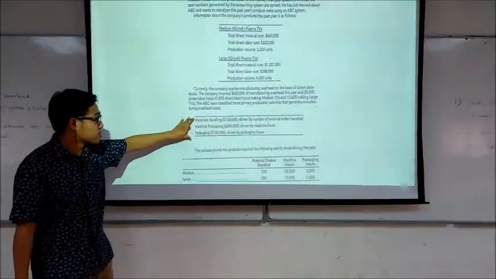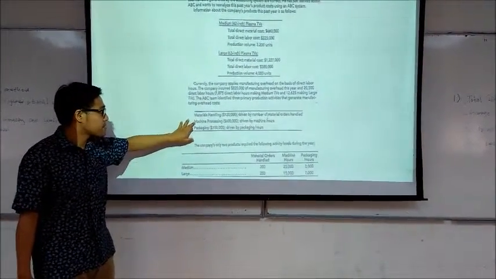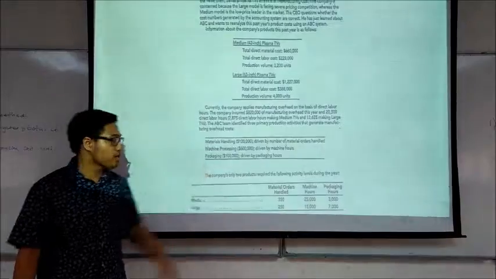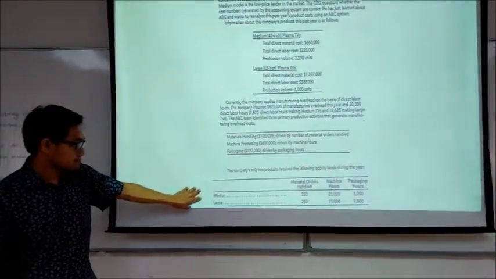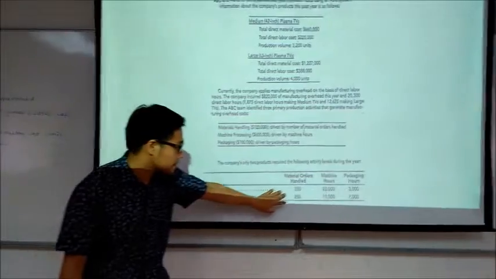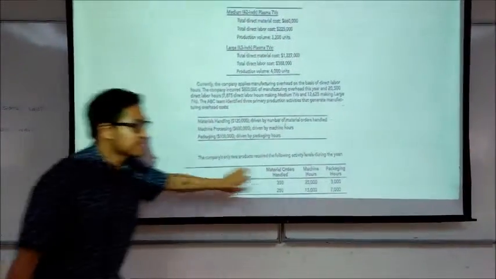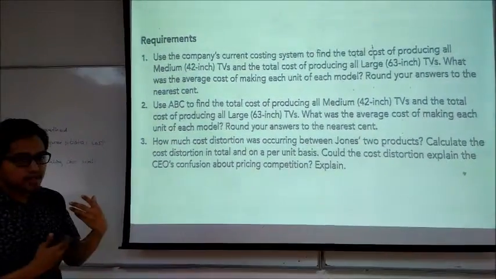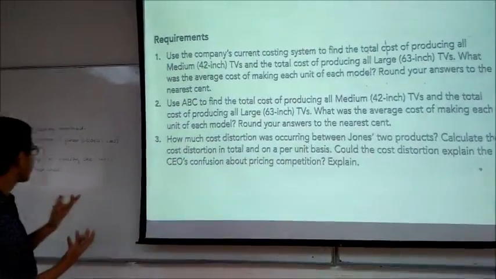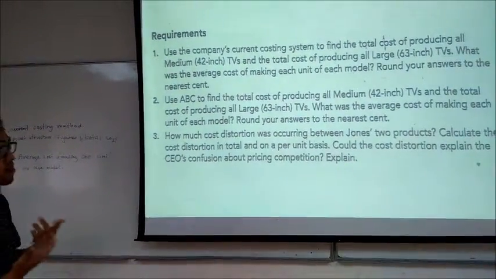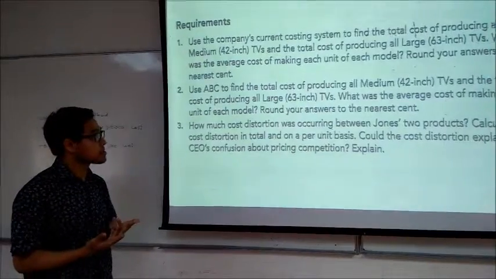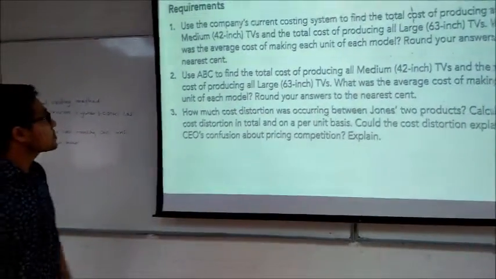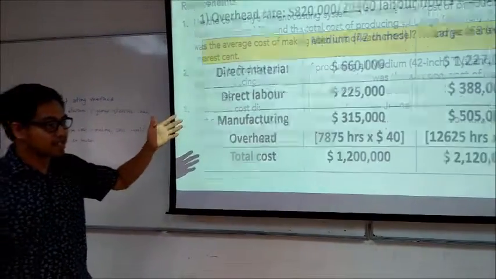These are the drivers, which are material handling, machine processing, and packaging, contributing to this manufacturing overhead. These are the hours for further division. And going to the questions. The first question asks about the costing system, the cost structure, and the cost figures using the previous costing system, the total cost as well as the per unit average cost. So going to the calculations.